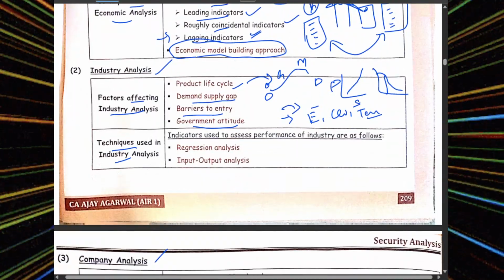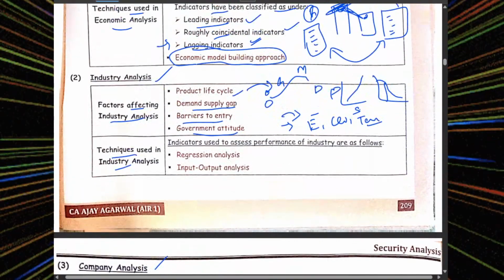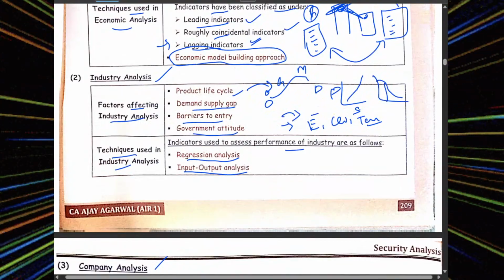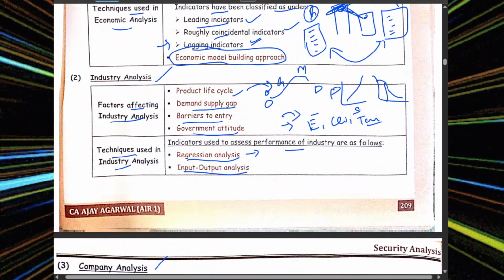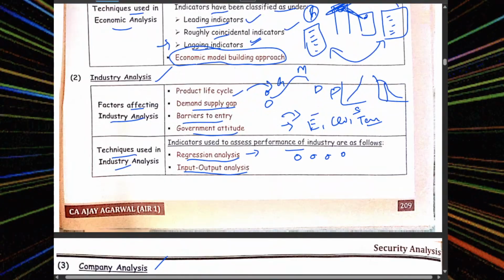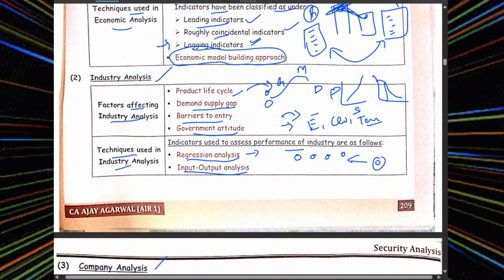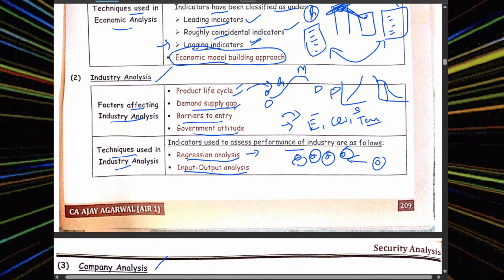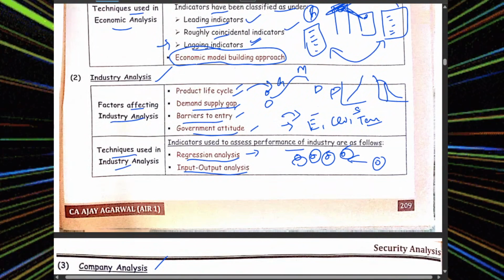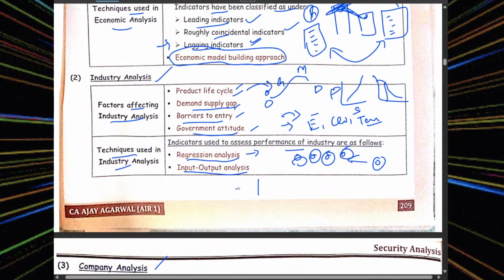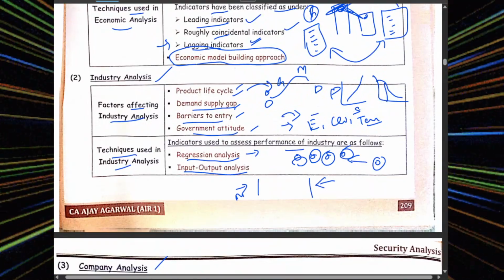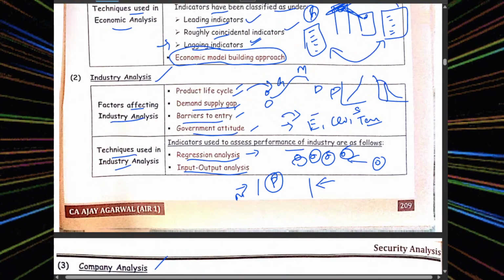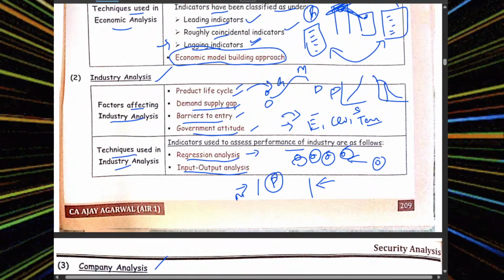Techniques used in industry analysis. What are the techniques? Indicators used for the performance of industry are as follows: regression analysis and input output analysis. What is regression analysis? We have some data, and this data will be compared with this data. If there is any problem or mismatch with demand and supply, product life cycle, barrier to entry, government attitude, then we can say that. Input output analysis is like how much money flows in and how much money flows out. What is the profit we gain through this analysis? What is the effort we put in, and what is the gain we got? Such kinds of things we are seeing.